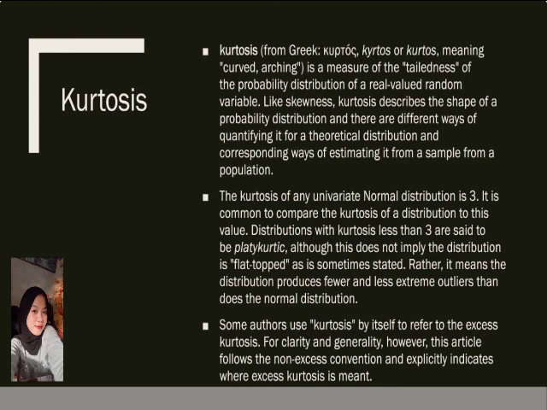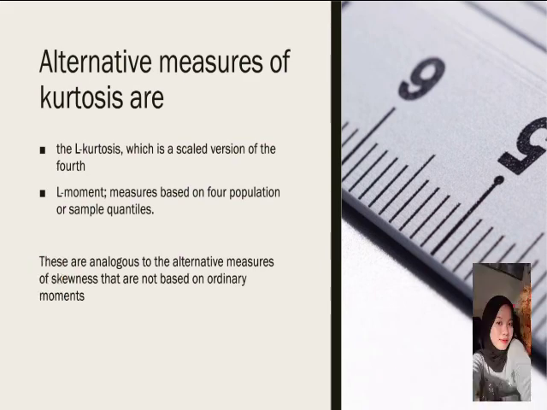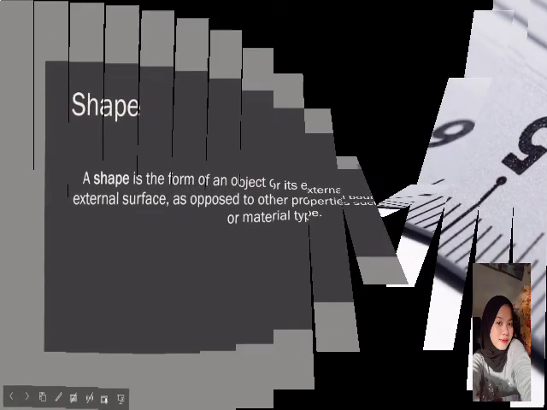Some authors use kurtosis by itself to refer to the excess kurtosis for clarity and generality. However, this article follows the non-excess convention and explicitly indicates where excess kurtosis is meant. Alternative measures of kurtosis are the L-kurtosis, which is a scaled version of the fourth L-moment, and measures based on fourth population or sample quantiles. These are analogous to the alternative measures of skewness that are not based on ordinary moments.